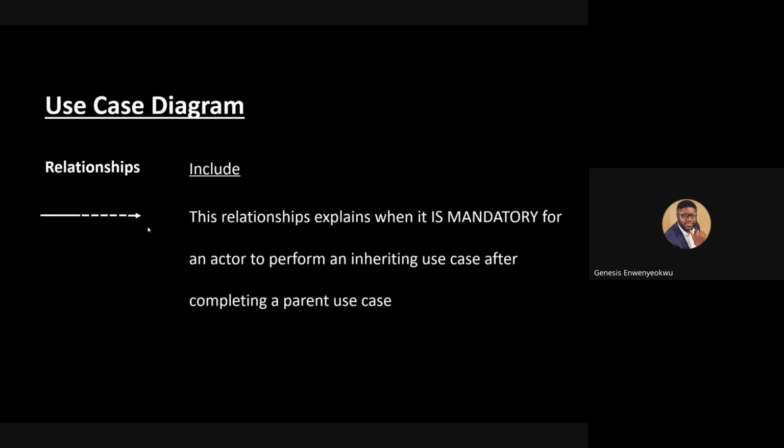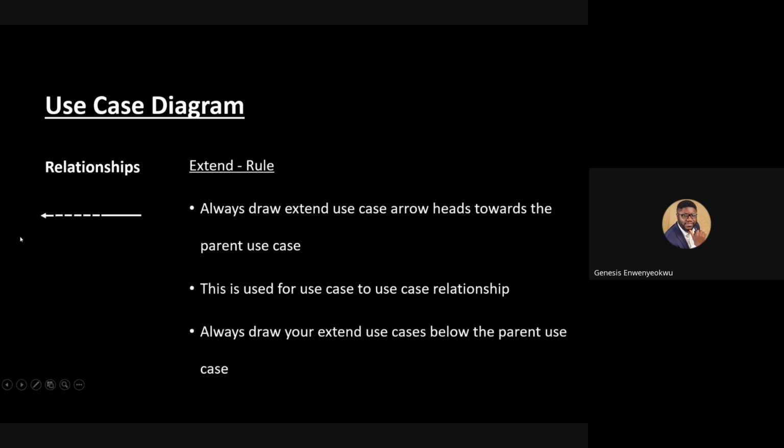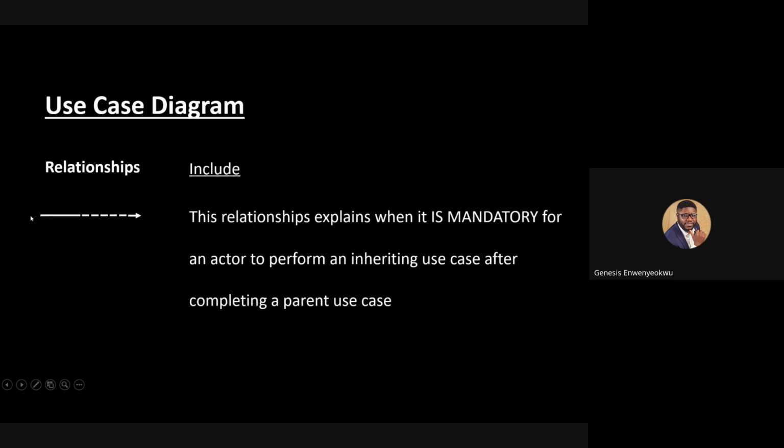Another relationship, which is the last relationship, is what we call include relationship. Include relationship is the opposite of extend. When you see the way the arrowheads are, for extend it is pointing backwards, but for include it is pointing forward. It's because these two relationships are opposites of each other.